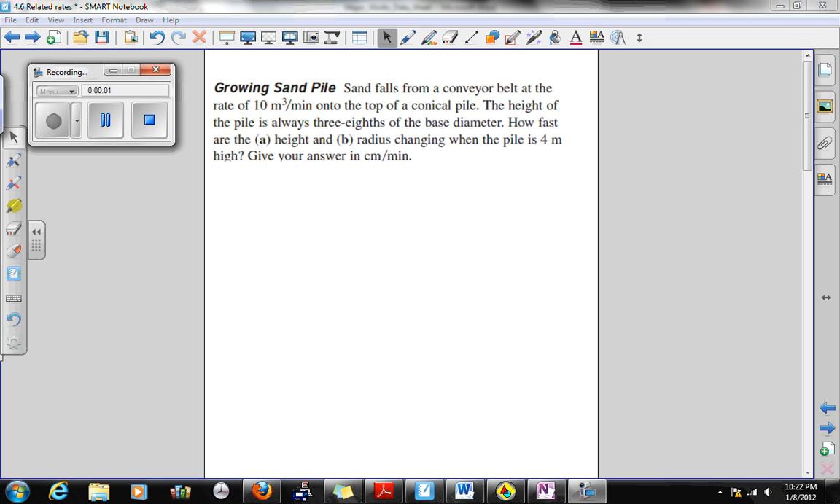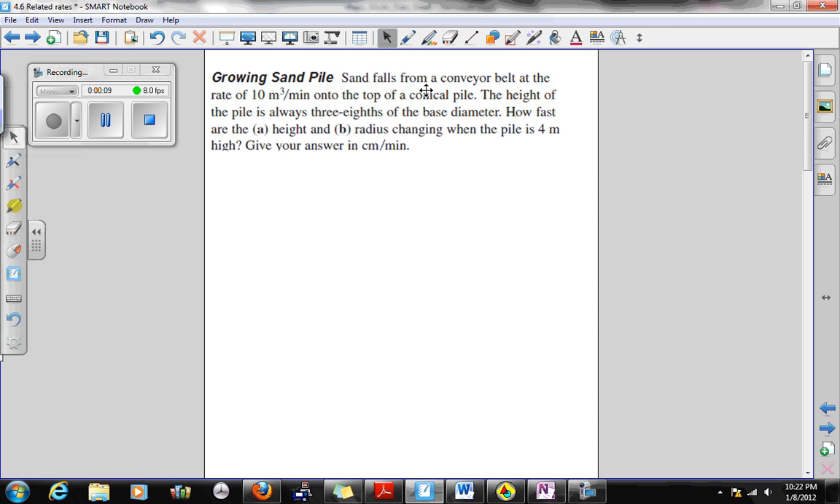Today we are going to look at more applications of derivatives. Let's take a look at this question, for example. Growing sand pile. Let's read the question. It says, sand falls from a conveyor belt at the rate of 10 meter cube per minute onto the top of a conical pile. The height of the pile is always 3/8 of the base diameter. How fast are the height and the radius changing when the pile is 4 meter high? Give your answer in centimeter per minute.